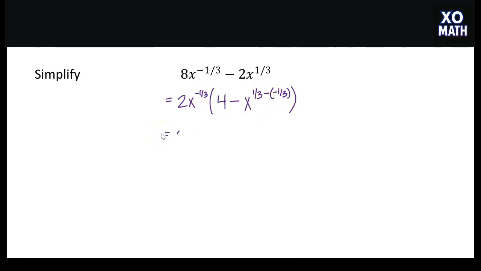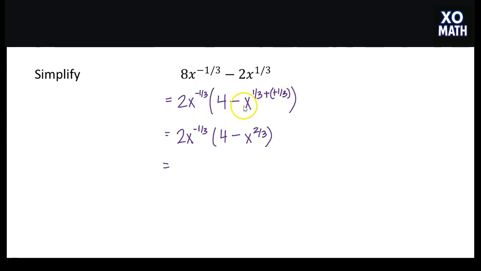So in the next line here, I have 2x to the negative 1/3 times the quantity 4 minus x. And now the new exponent, 1/3 minus negative 1/3, is 1/3 plus 1/3, which is 2/3.